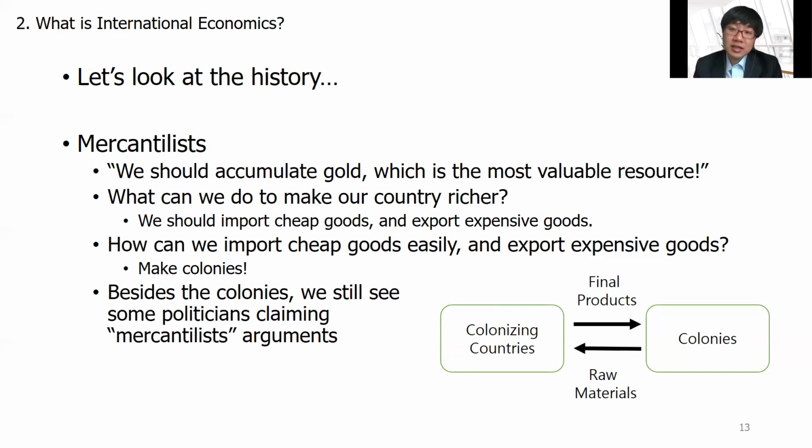But this concept is not dead. Besides making colonies, we still see some politicians claiming the mercantilists' arguments, that their countries should import cheaper goods and try to export more expensive goods to make their countries richer. Is this claim valid? Well, that is still under debate, I guess. But yeah, we'll discuss this concept a little bit later in today's class.